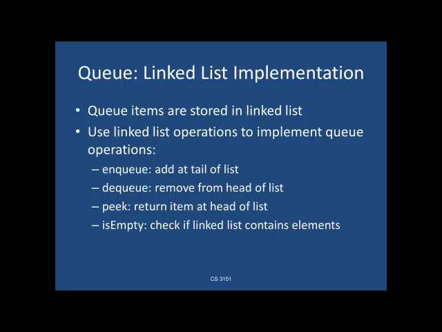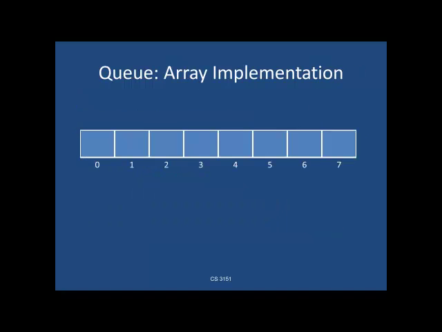Lastly, we look at the array implementation of a queue. We insert queue items from left to right into the array, starting at index 0. Let's say we insert A, B, C, and D. How do we know at which index to insert? Well, we need a variable that contains the index of the next position to be filled. We call the variable last.